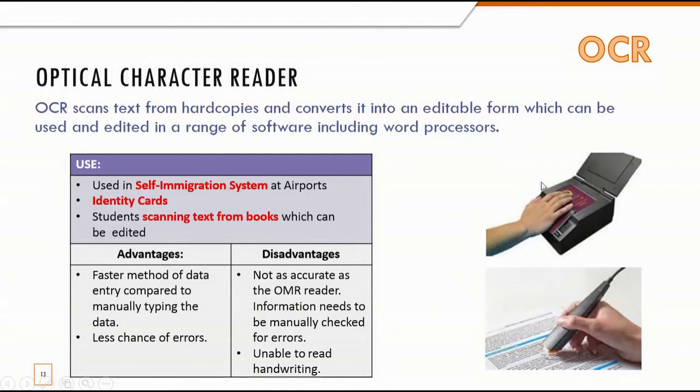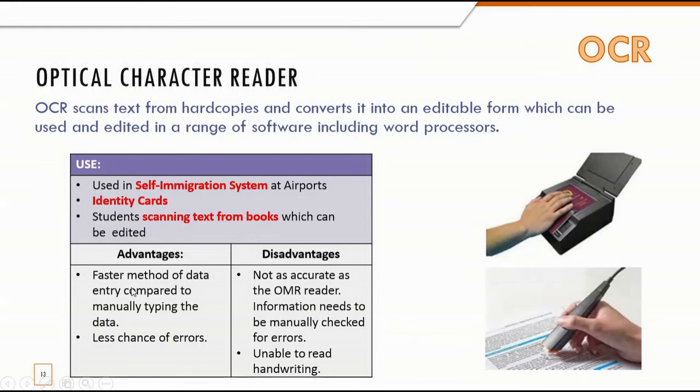So you would have seen this at the self-immigration system in airports, or you would have seen a pen that is used to read Quran. You pass the pen over the letters of the Quran and it will read it. So all of this uses OCR, optical character reader.